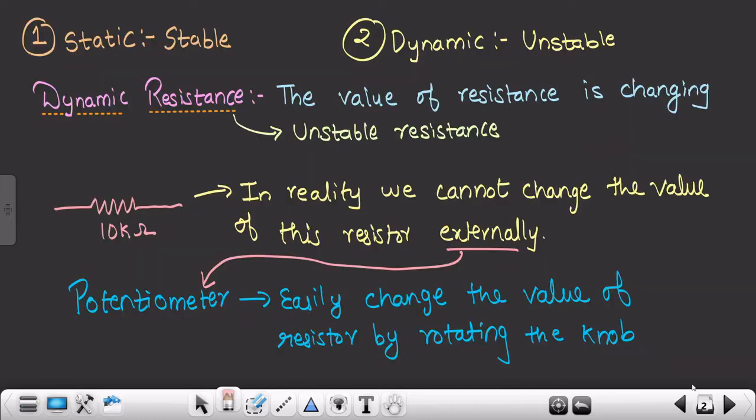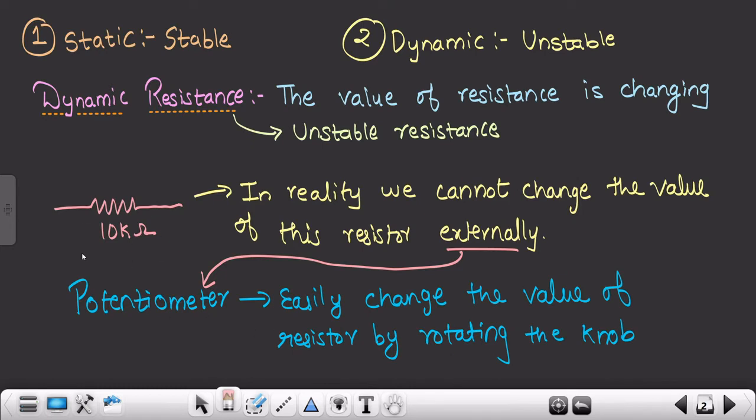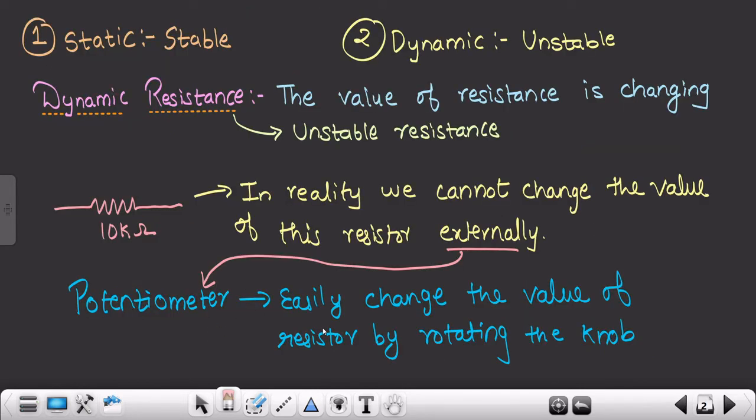See, these two particular things, that is potentiometer and resistor, are totally different topics. These two are totally different components, and dynamic resistance only deals with a diode. So remember this particular concept very clearly. Why did I explain these two particular things? So that you should know that in reality the value of a resistor cannot be changed, but the value of a potentiometer can be changed externally. But now since we are dealing with a diode, we are talking about the dynamic resistance of a diode. We are not at all interested in this particular resistor. I hope you are getting my point.